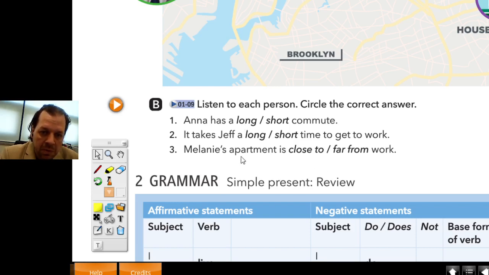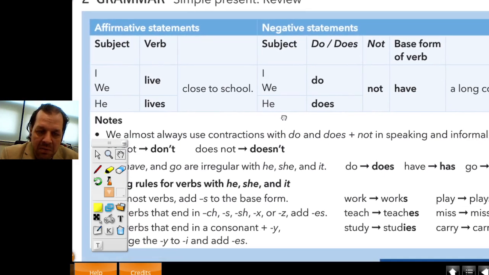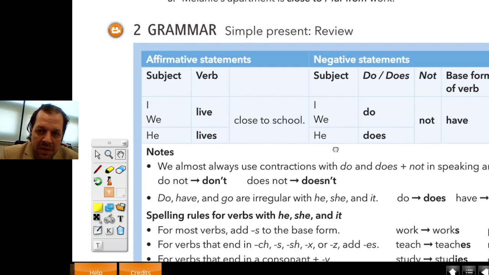Alright, so you should be able to listen. You can listen more than once if you'd like to find those answers. There's another simple review here about affirmative statements and negative statements.